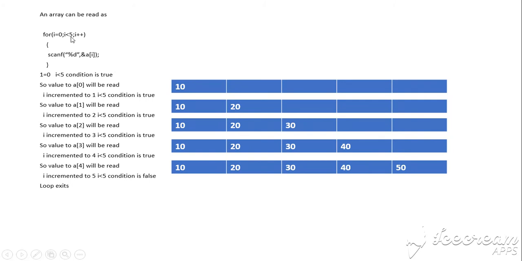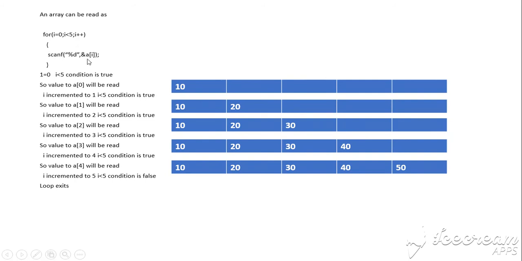That means in an array, as the index starts from 0, the last element's index will be n minus 1. That means if the array contains 5 elements, the index of the last element will be 4. So the loop should be executed from 0 up to 4. That's why the for loop is given as for i = 0, i < 5, i++. In the first case, i = 0, 0 is less than 5, the condition is true.